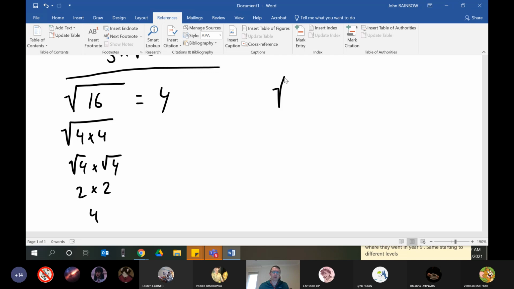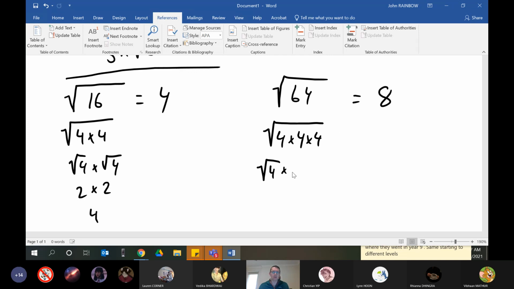Similarly, if I do the square root of 64, we know that that is going to be 8, but let's just do it with the square root of 4 times 4, which would give me 16, times 4 would give me 64, right? So I can actually say that's the square root of 4 times the square root of 4 times the square root of 4, which is 2 times 2 times 2, which is equal to 8. I'm just trying to show you how these rules do actually work.